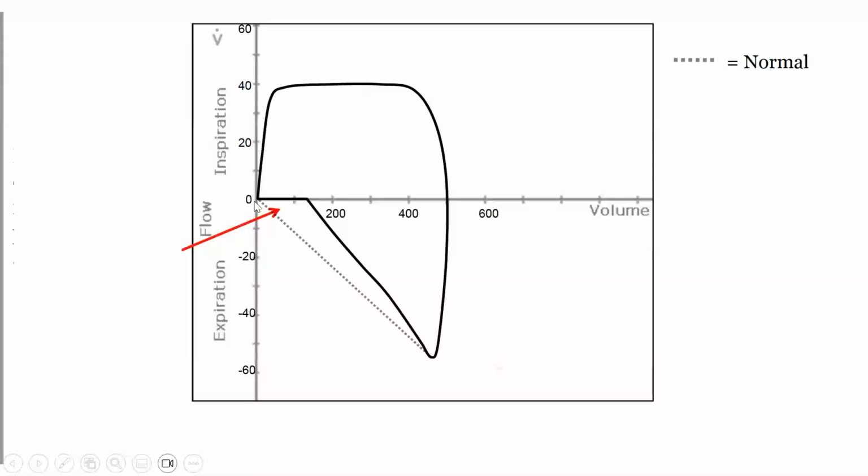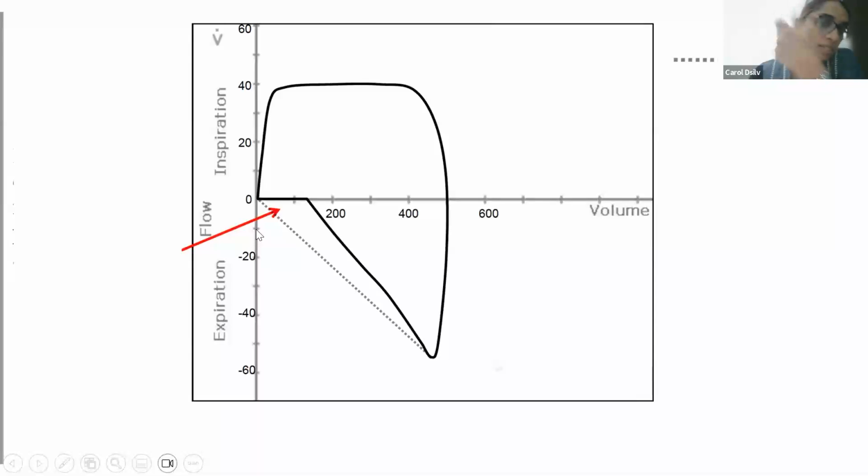Any doubts? At the end of expiration, you will expect this loop to end at 0. That's what the reference loop is over here, but it is stopping short of it because there's around 100 or 150 ml of leak. Along the scale you'll be able to see this is 100, this is 200, and so on. What if it ended over here on the y-axis? Auto-PEEP generation, that is basically your air trapping, expiratory flow limitation.